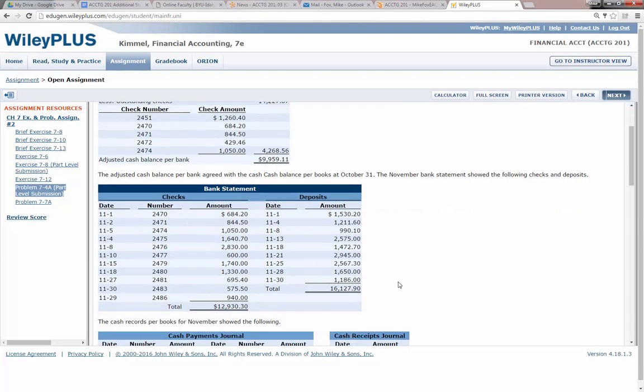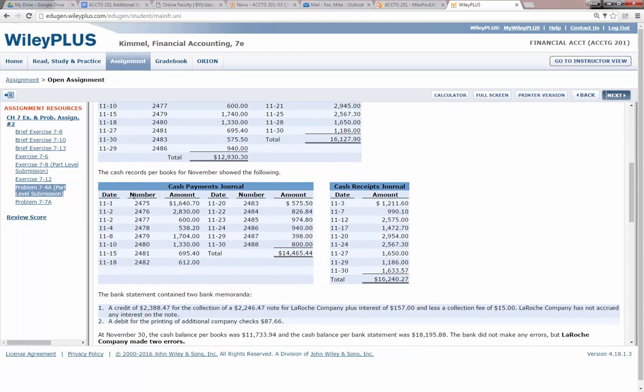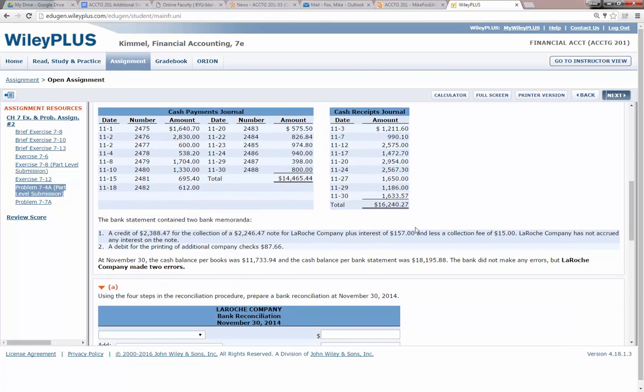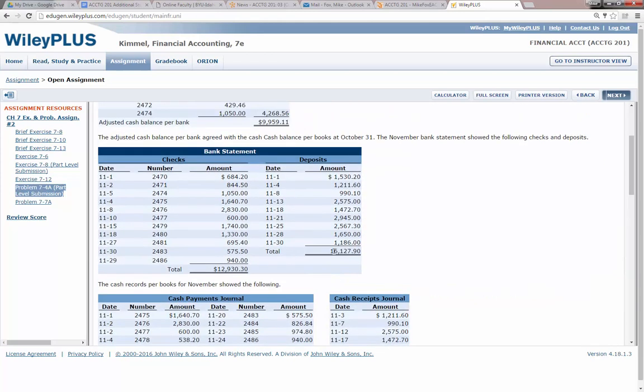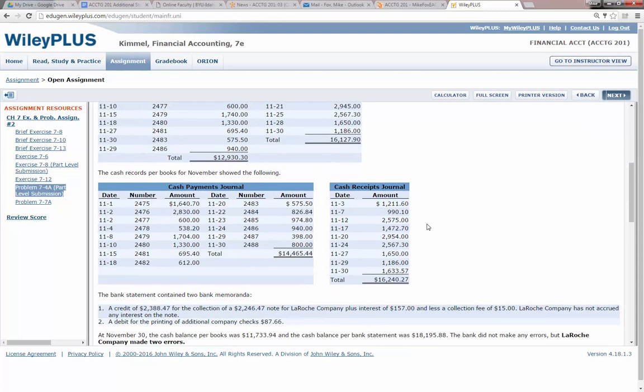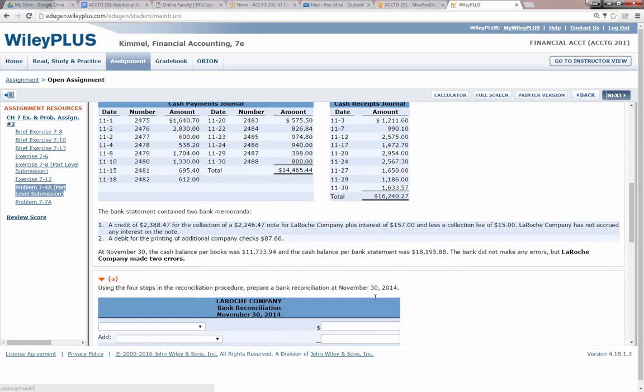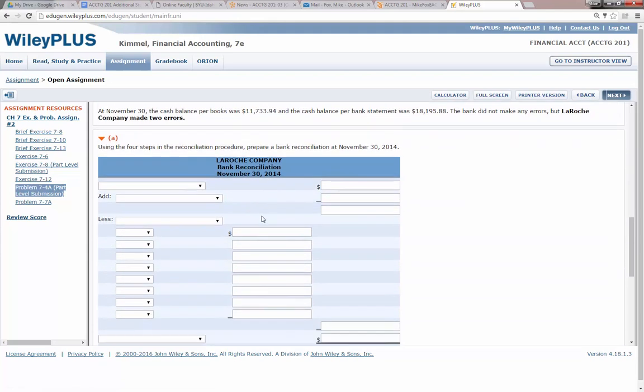Then it gives us an adjusted cash balance for the bank that agreed with the cash balance for the books on October 31st. And then it gives us information for November, a cash payment journal and a cash receipt journal. Gives us some information about bank memoranda. And so, I'm sorry, this is the November bank statement. Sorry, that was a little confusing for me. And then the November books. And then additional information, and it wants us to create a reconciliation.